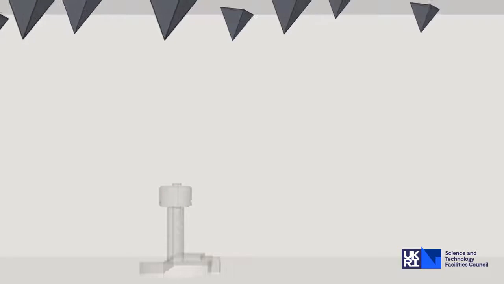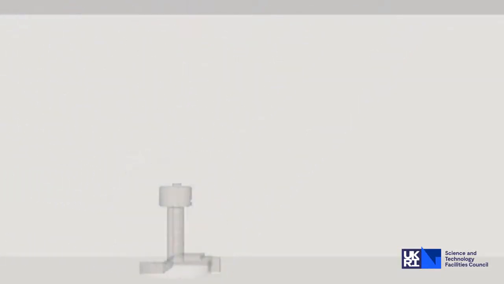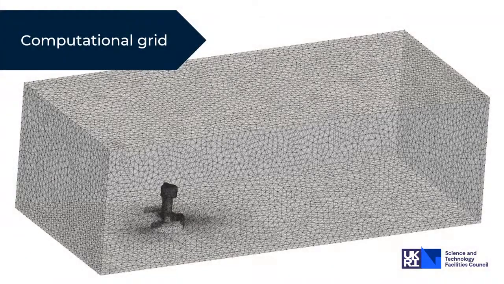But how do we set up a simulation? In the first step, we have to create a model of the tower. We place this in a large box, and it looks a little bit like this. We then fill the model with thousands of triangles and tetrahedra, which are triangular prisms, to create what is known as a computational grid. This is going to be really useful in a minute.